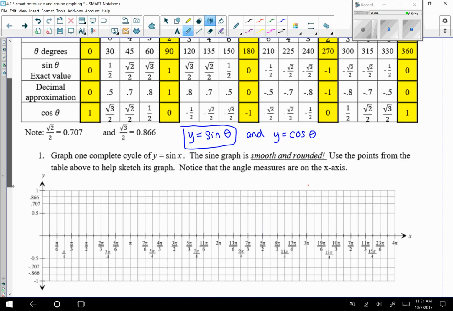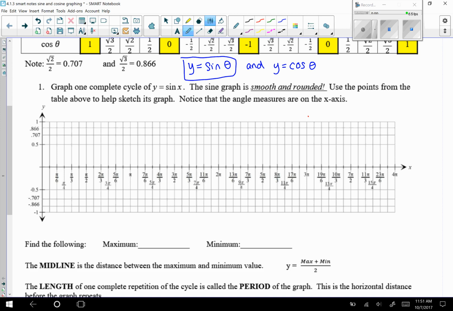If we recall our graph from last year for the sine of x, remember the graph is smooth and rounded. So let's start off. Remember that we're going to always use radian measures for our x-axis. The sine of 0 is 0. The sine of pi over 6 is equal to 1/2. The sine of pi over 4 is root 2 over 2. The sine of pi over 3 is root 3 over 2. The sine of pi over 2 is 1.